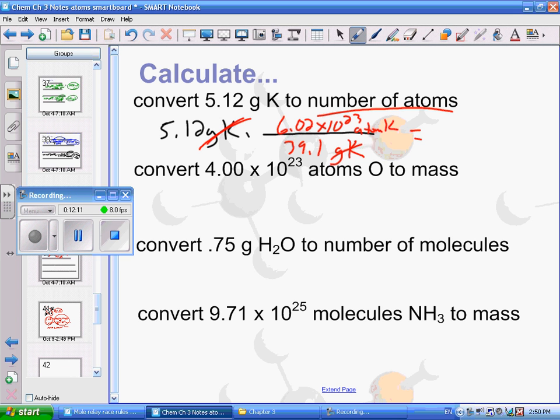All right, so 5.12 times 6.02 times 10 to the 23rd, it equals, oops, I think I screwed up. Let me try that again. 5.12 times 6.02 times 10 to the 23rd, there we go, divide by 39.1, gives you 7.88 times 10 to the 22nd.